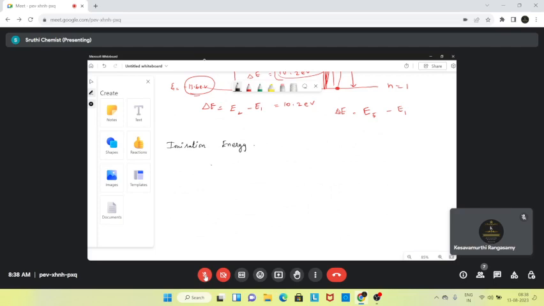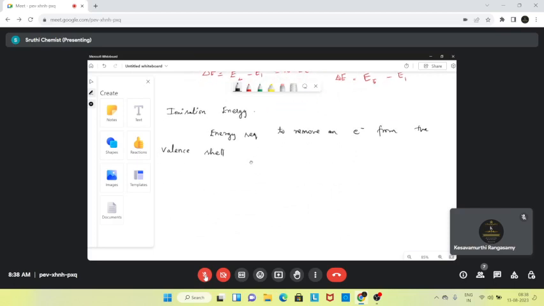It is simply the energy required to remove an electron from the valence shell. The exact definition is that it is in the gaseous state, and you have to remove the electron from the atom only in the gaseous state. So the definitions you can go through in your books. So this is what ionization energy is, simply: how much energy is needed to remove an electron from the valence shell. This is your ionization enthalpy.